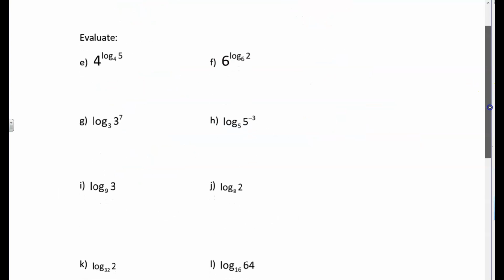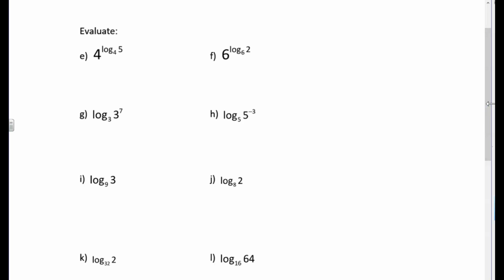So let's do these. If I have 4 to the log base 4 of 5, because I've got the same bases here and here, I know my answer is the 5. Short and sweet. So 6 to the log base 6 of 2, again, these bases match. So my answer is whatever we're taking the log of inside there. My answer is 2. And then if I've got log base 3 of 3 to the 7th, these guys match. My answer is going to be the 7. And then right here we've got log base 5 of 5 to the -3. My answer is going to be that -3.